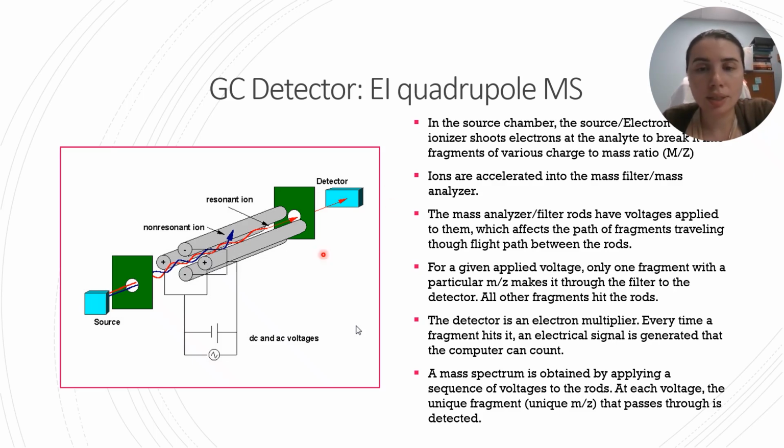The detector is an electron multiplier, and we will talk more about it on the next slide, but every time a fragment hits it, an electrical signal is generated that the computer can count. By applying a series of voltages to the rods, you can obtain a mass spectrum, as with each voltage, a different mass per charge ion will go through to the detector.